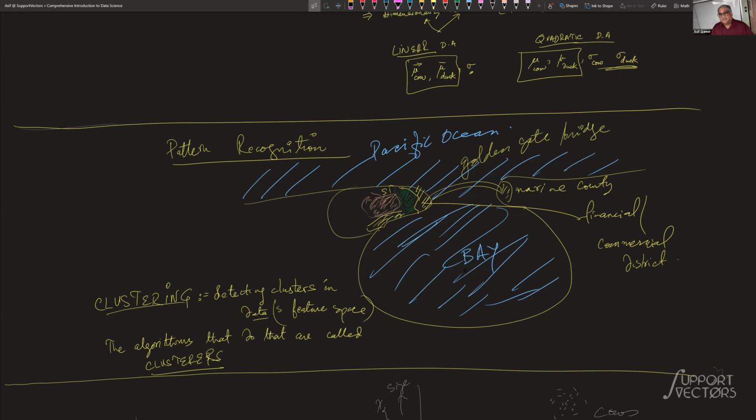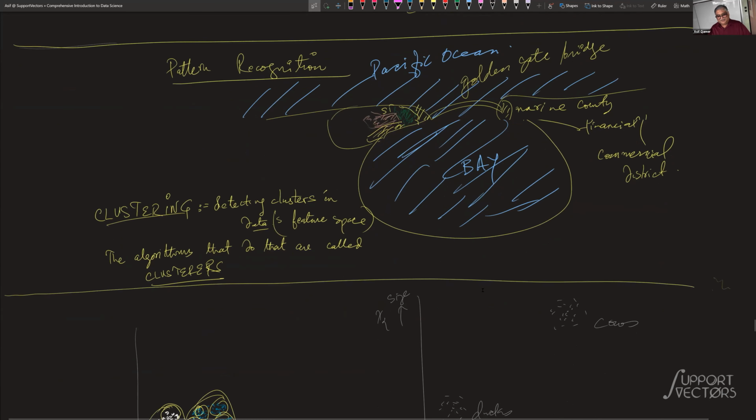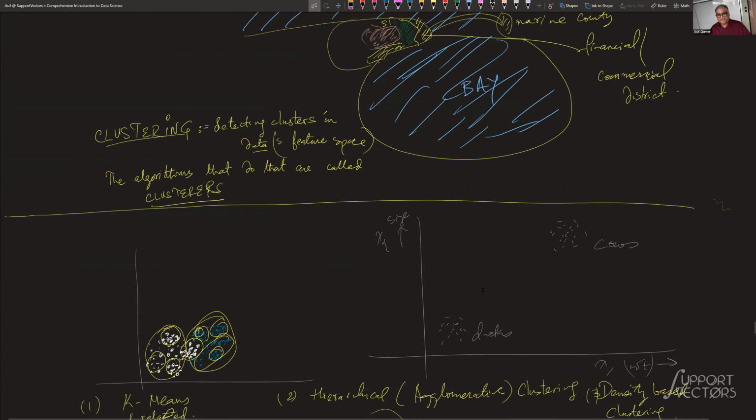The algorithms that detect clusters are called clusterers. Now, there are many types of clusters out there, and obviously in one workshop, you cannot cover all of them. We'll cover three core areas of clustering: k-means clustering, hierarchical or agglomerative clustering, and density-based clustering. K-means and hierarchical are both there in chapter 10 of your textbook. Density-based is not there, so I'll give some other material to study that.